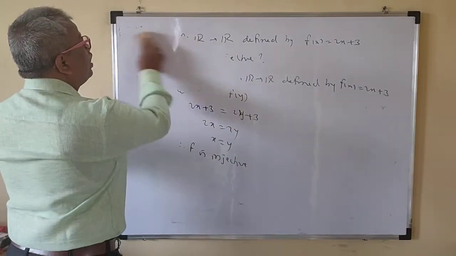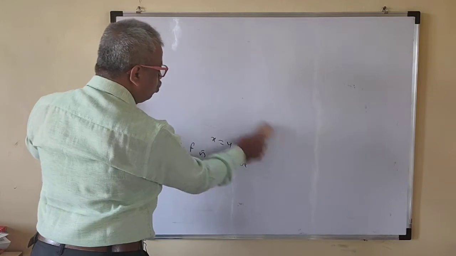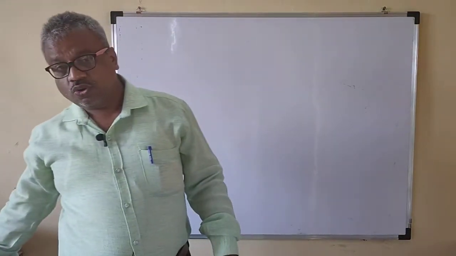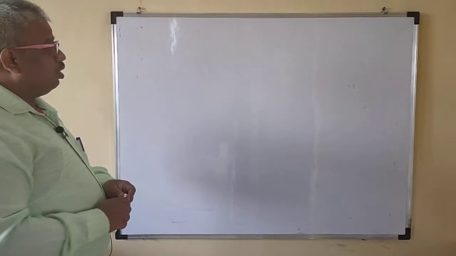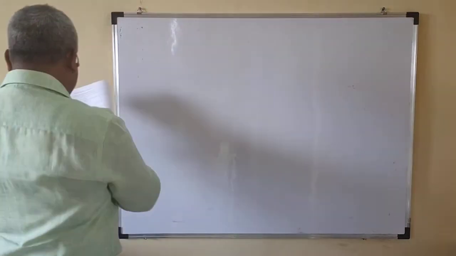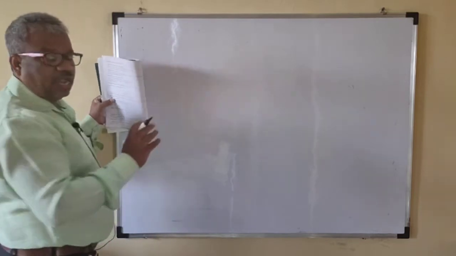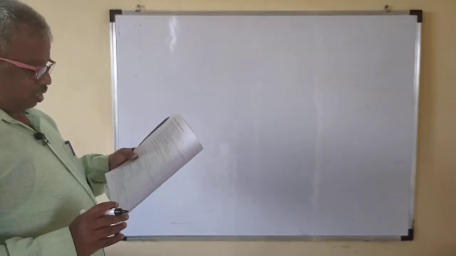So here, domain and codomain are very important. If you want to prove a function is injective, your domain plays a very important role in proving whether it is injective or not. So we check this example so that you will understand how the codomain and domain play an important role in proving that f is injective or surjective.